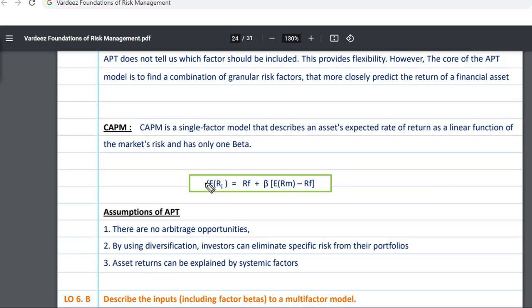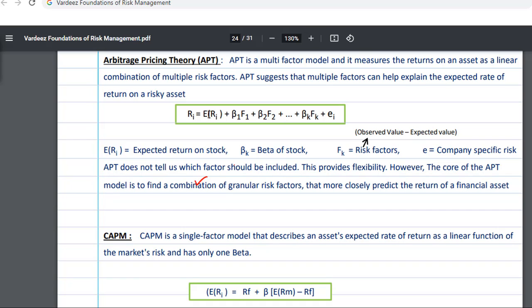As you can see, the expected return on I is what we have here. So that's why I say that it's CAPM.